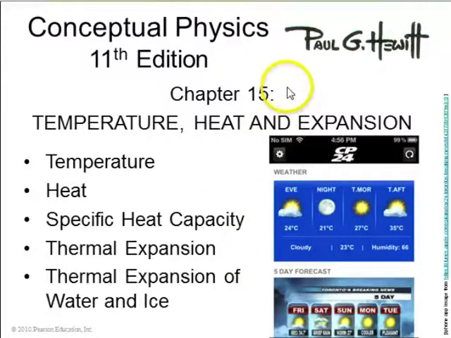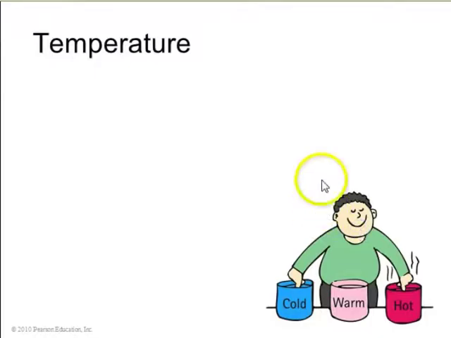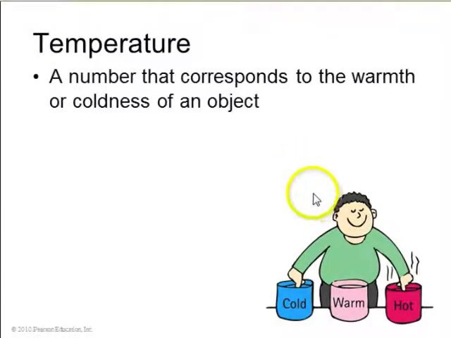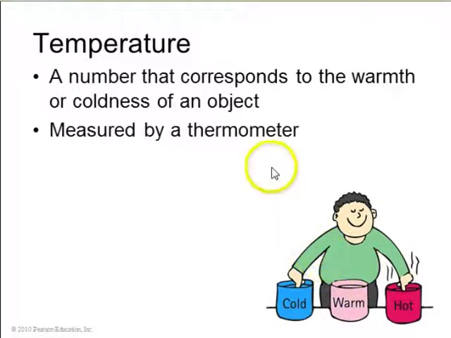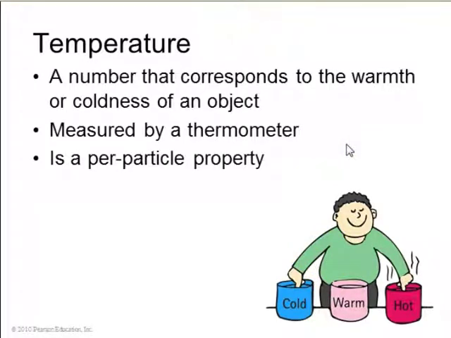Okay, chapter 15 is on temperature, heat, and expansion. And certainly temperature is something we think about every day if we ever check the weather on our iPhone. So what is temperature? Well, temperature is a number that corresponds somehow to the warmth or coldness of an object. So something might be warm, hot, cold. There's a number associated with all of those feelings. And you can measure that number with a thermometer.